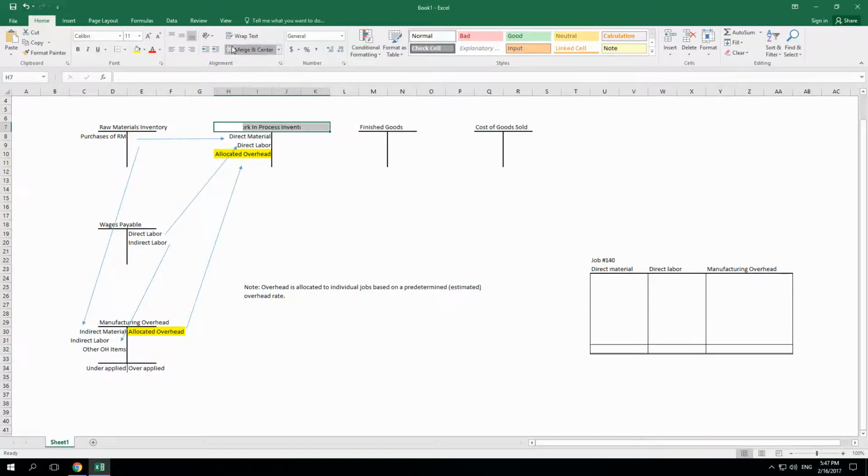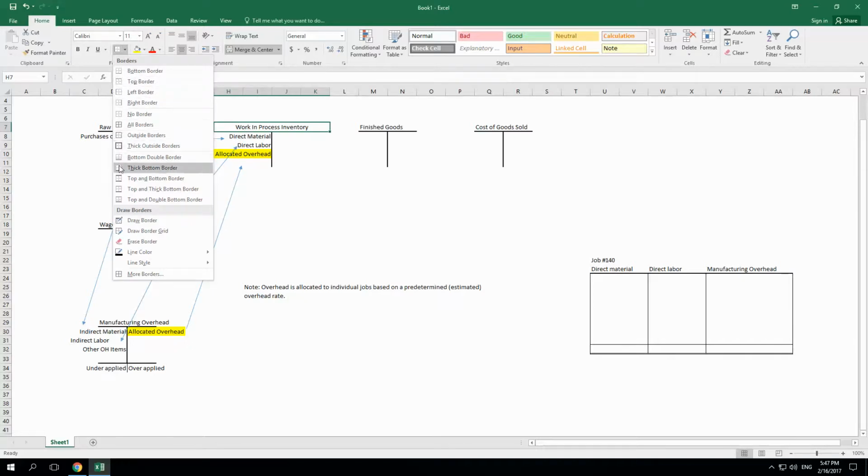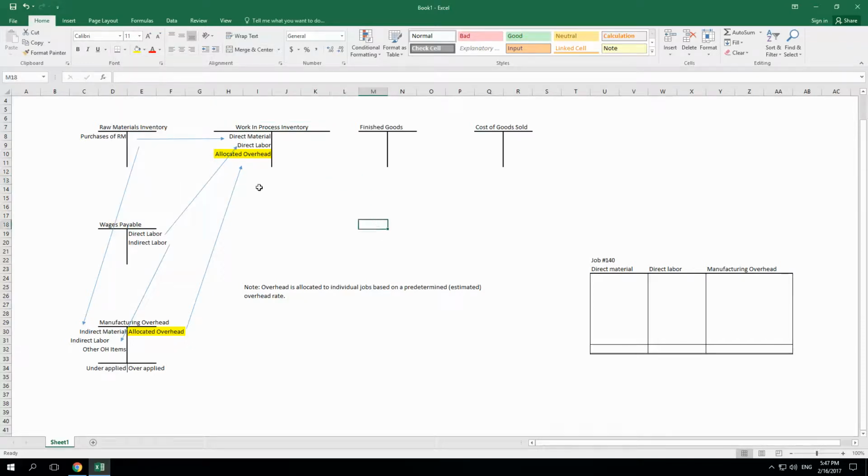Let's just keep in mind too, or remember that the raw materials account, the work in process account and the finished goods inventory account, they're all inventory accounts. Okay, I'll just abbreviate there. So we've got 3 inventory accounts happening.